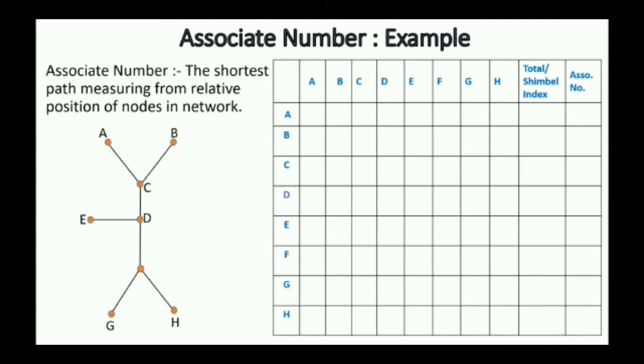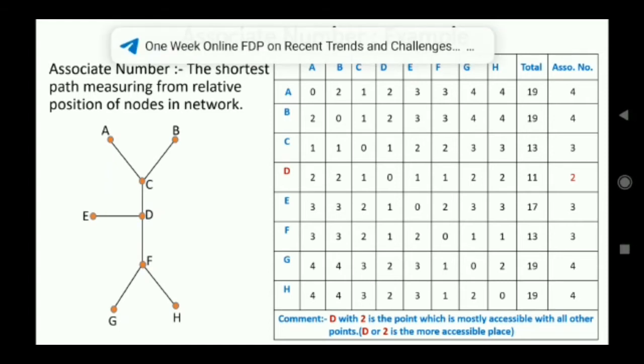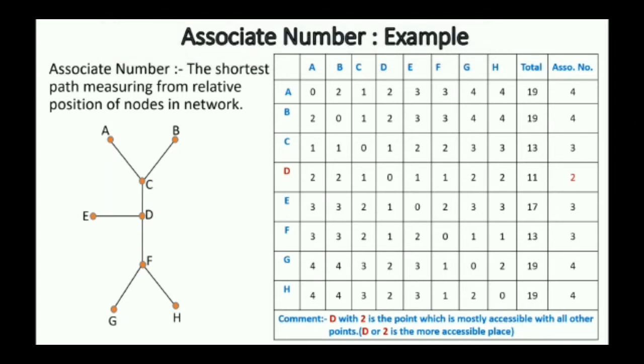Vertex A to vertex A, connectivity or distance is 0 because there is no path. See the matrix. Now we want to go from vertex A to vertex B. How many paths do we have to go? That is 2 paths. So we write 2 in the matrix.